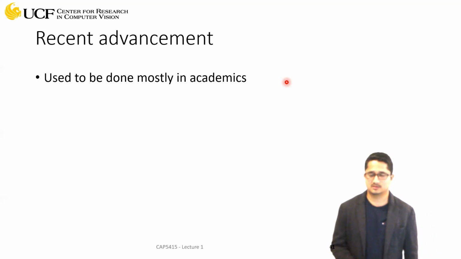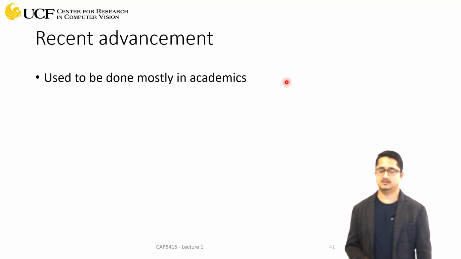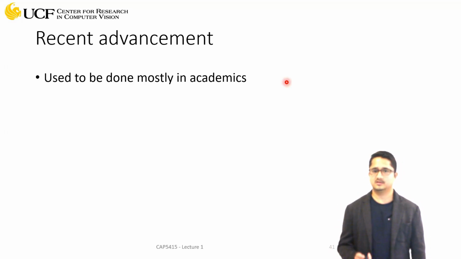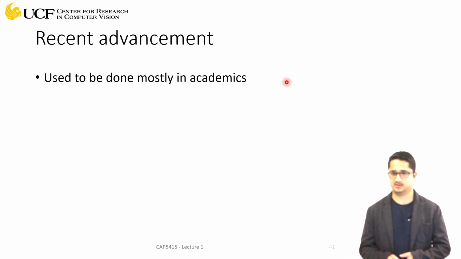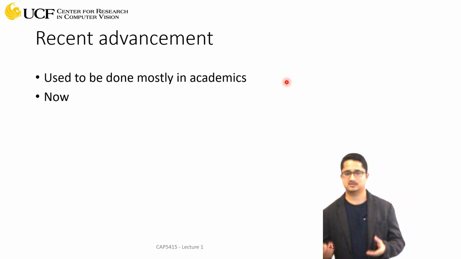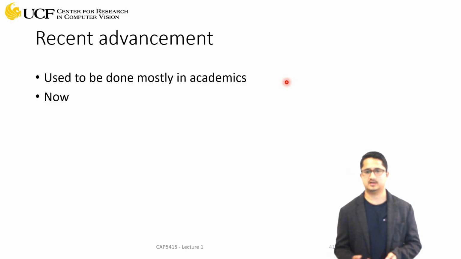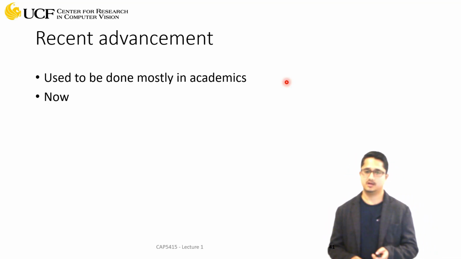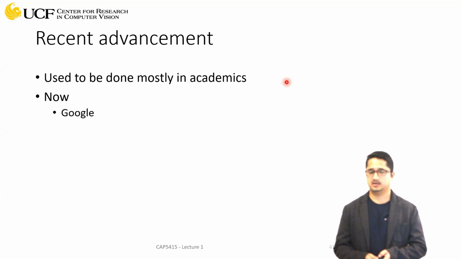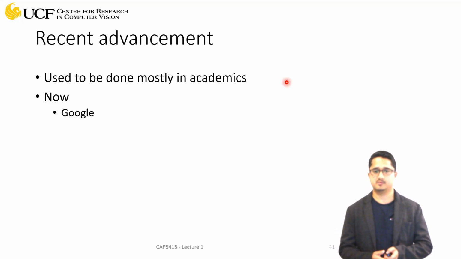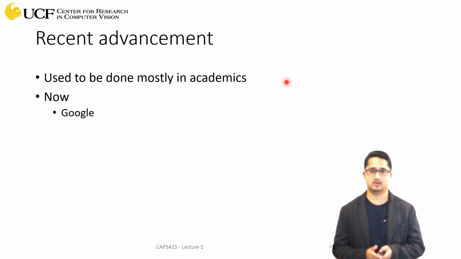Now, let me try to give some of the other aspects. Computer vision, prior to 2012, was mostly done in academia. Professors and researchers were trying to understand how we can make computers see as humans do. But that has changed, and all the big AI and tech companies are now doing research in computer vision, which is very interesting.